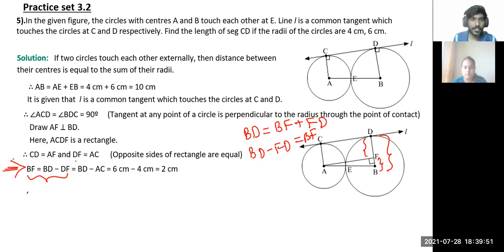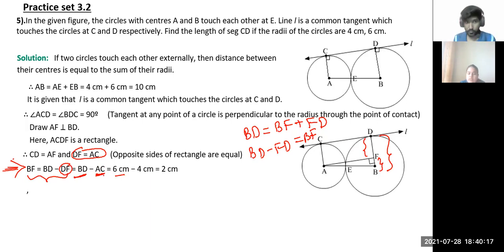Now, what is DF equal to? DF is equal to AC. So you just replace DF with AC. So this becomes BD minus AC. Now we know the length of BD and we know the length of AC both. BD is 6, that is the radius of the bigger circle, and AC is the radius of the smaller circle.